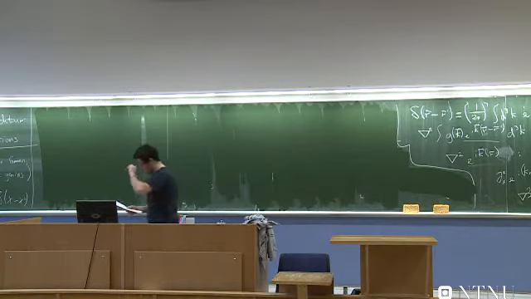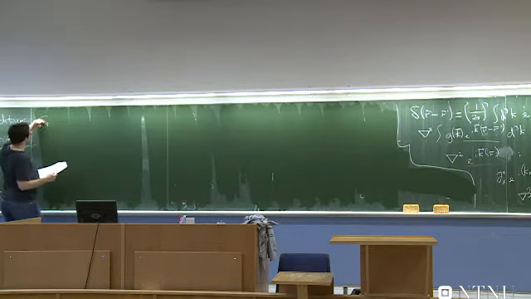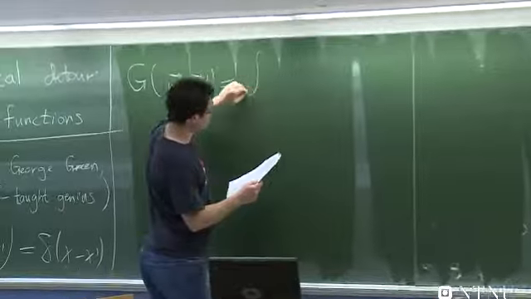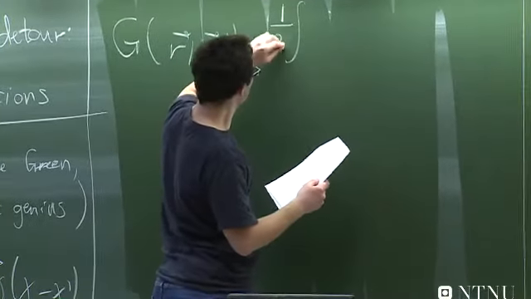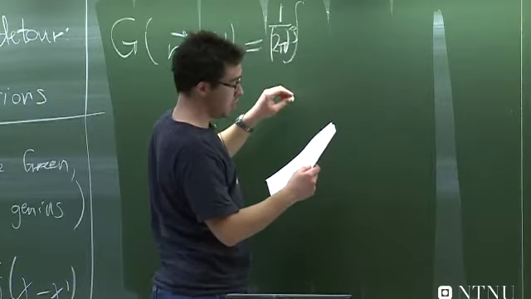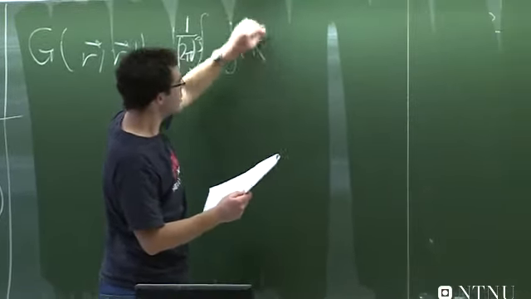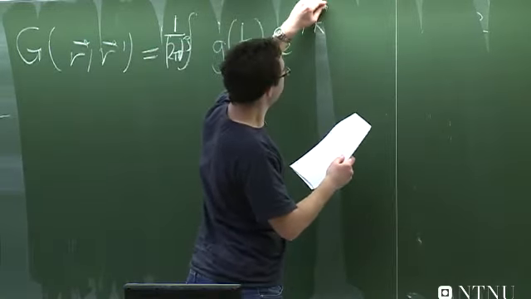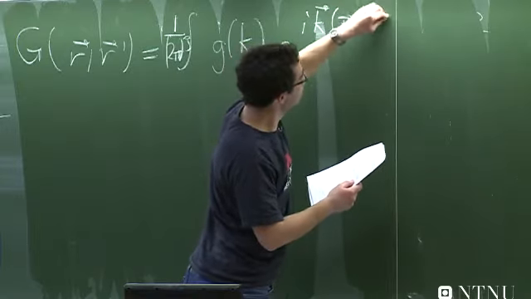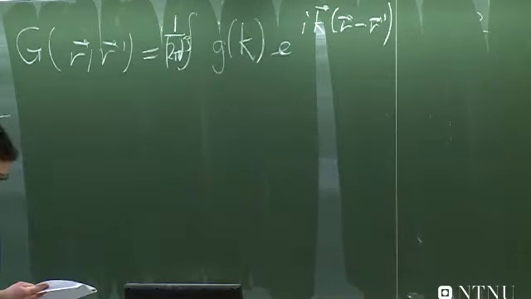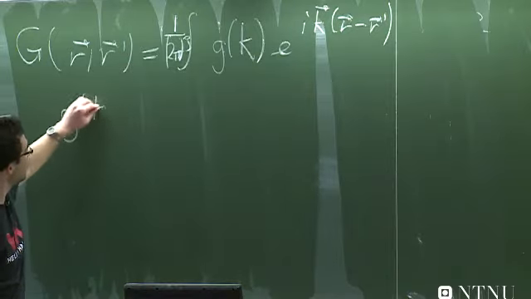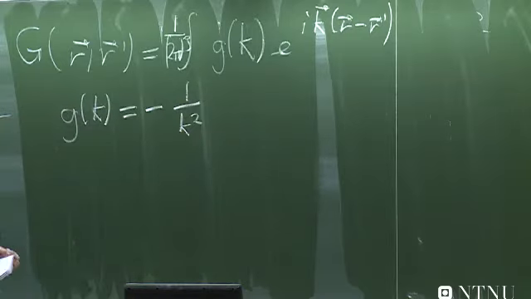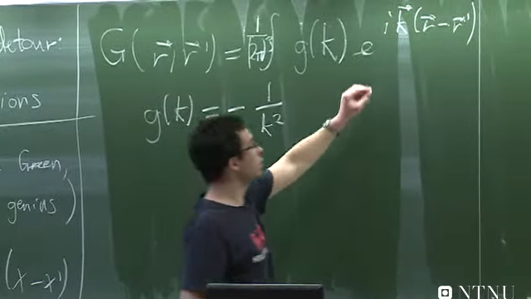Now, I wrote the Green's function of r, r prime as this integral, 1 over 2 pi to the power 3, g of k. We now know that there's no need for the k vector because of the symmetry. e to the i k dot r minus r prime. And we found that g of k is simply minus 1 over k squared. And we need this dot product here.